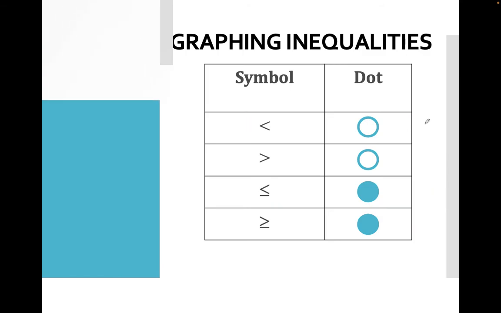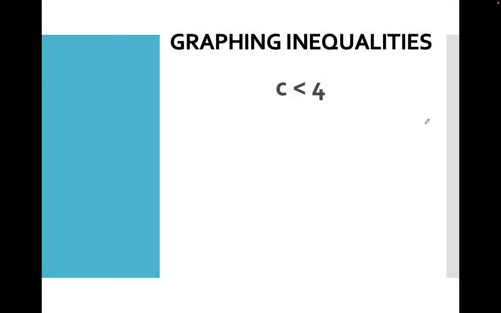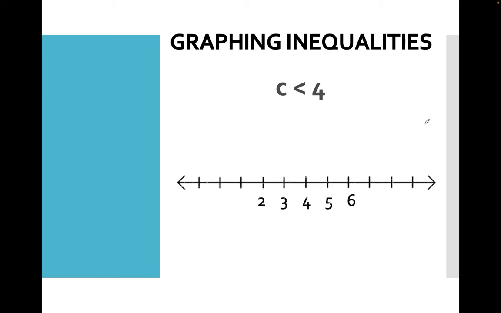So let's take a look at a few examples of how I can show my inequality solutions on a number line. So if C is supposed to represent any number that's less than 4, when I draw my number line, I always like to put the number that's in my inequality right in the middle, so the 4, and then I usually just put 1 or 2 numbers on either side. So 5 and 6, 2 and 3. You do not need to number the entire number line, just 1 or 2 numbers on each side.